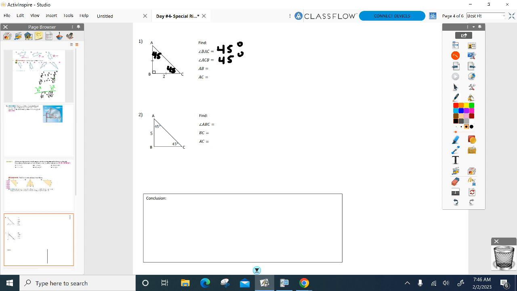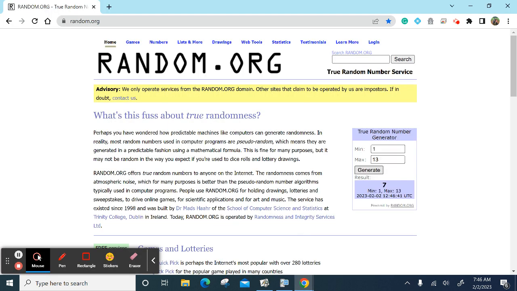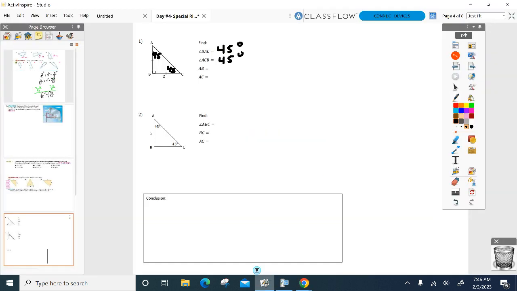All right, what's AB then? Not asking anything crazy here. What's the length of AB? Just stick with me. What's the length of AB? 2. Also 2, because they're congruent, right?